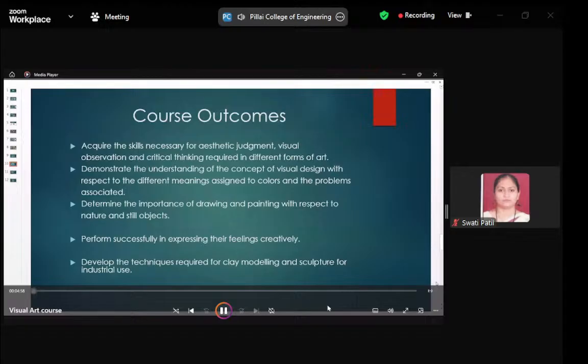Our course outcomes: acquire the skills necessary for aesthetic judgment, visual observation, and critical thinking required in different forms of art. Demonstrate the understanding of the concept of visual design with respect to the different meanings assigned to colors and the problems associated. Determine the importance of drawings and paintings with respect to nature and still objects. Perform successfully in expressing their feelings creatively. Develop the techniques required for clay modeling and sculpture for industrial use.